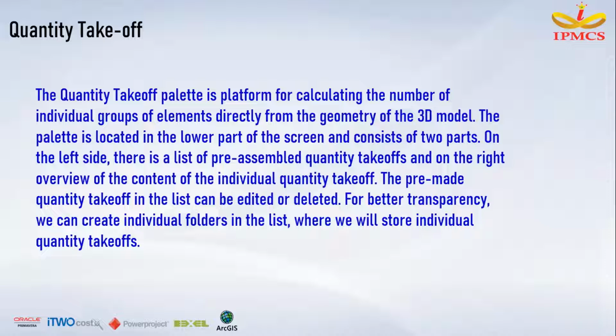The quantity takeoff option is a platform for calculating the number of individual groups of elements directly from the geometry of the 3D model. It is located in the lower part of the screen and consists of two parts: a list of pre-assembled quantity takeoffs on the right overview, or you can create your own quantity takeoff list, and you can remove or add elements in particular groups. For better transparency, we can create individual folders in the list where we store the individual quantity takeoffs. So from the overall model, you can create folders floor-wise or element-wise, like columns.